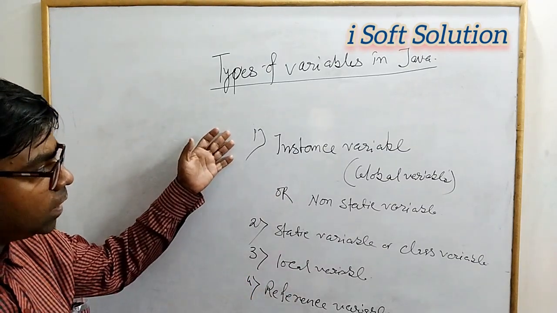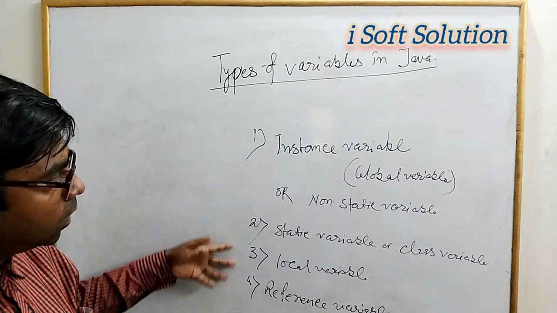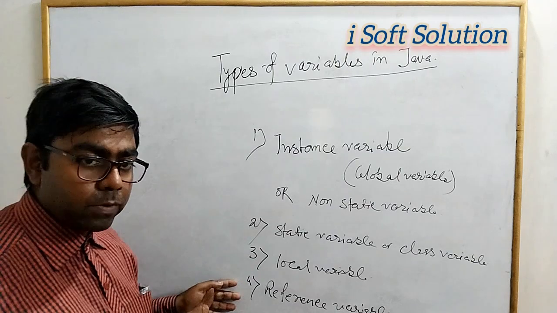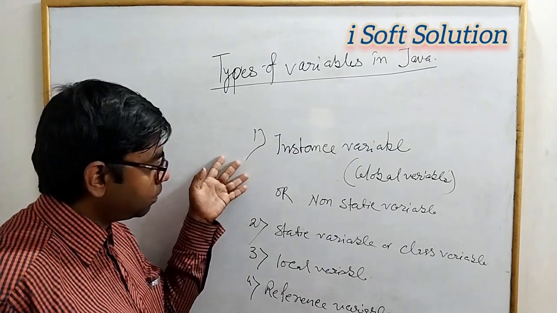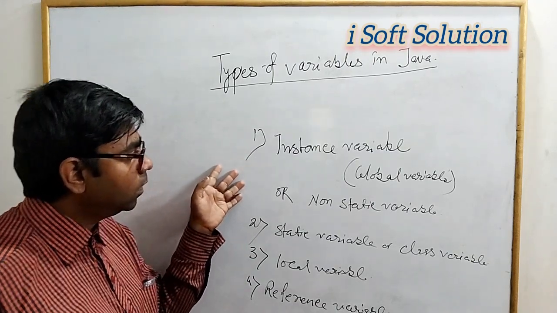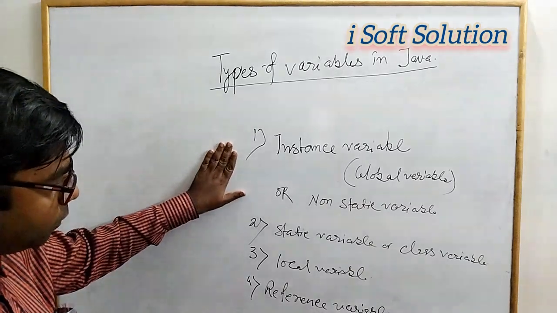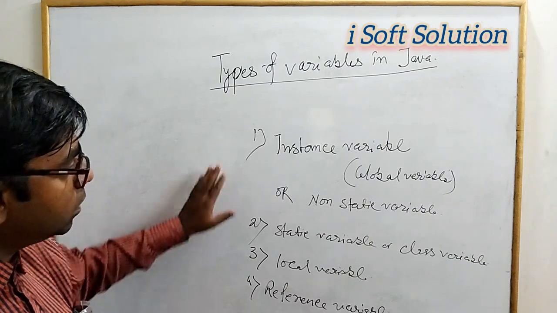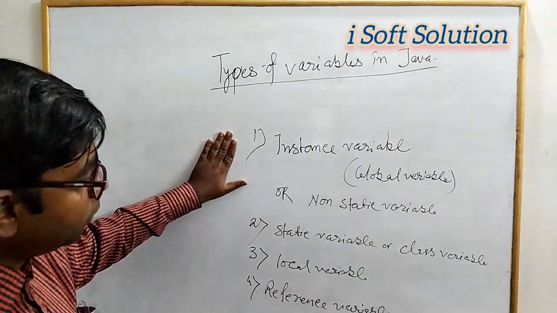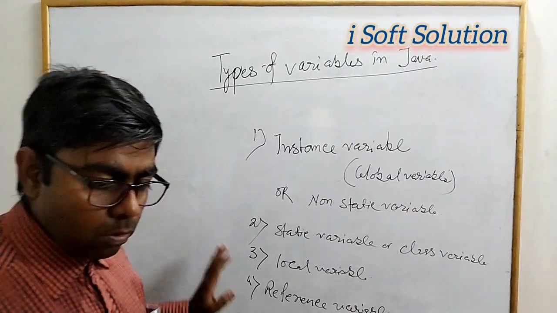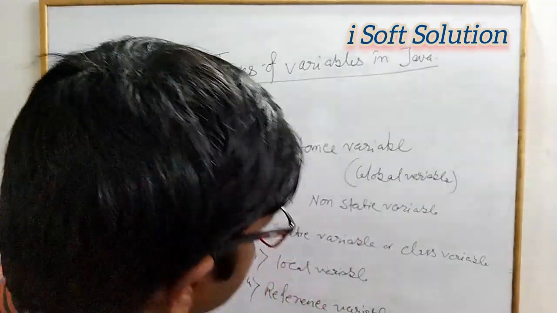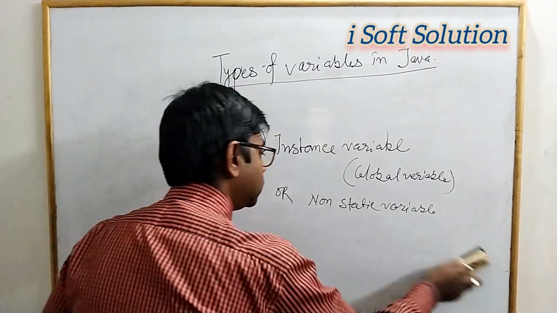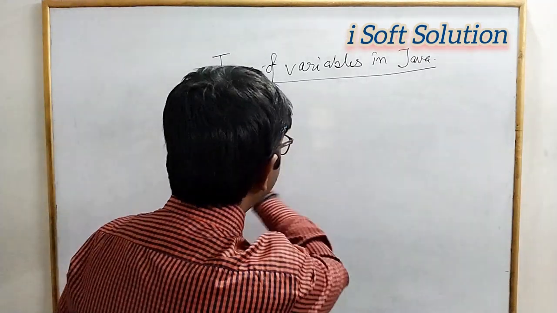Now I am going to discuss each and every part of this type of variables. So what is instance variable, what is static variable, what is local variable, and what is reference variable. So first I have to write a program that contains each different type of variables in a different section, and after that I am going to discuss the variable definition according to the program. Okay. So there are four types of variables.